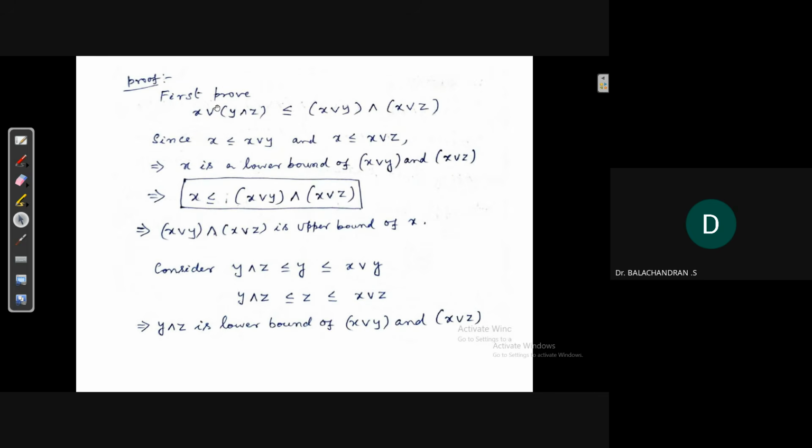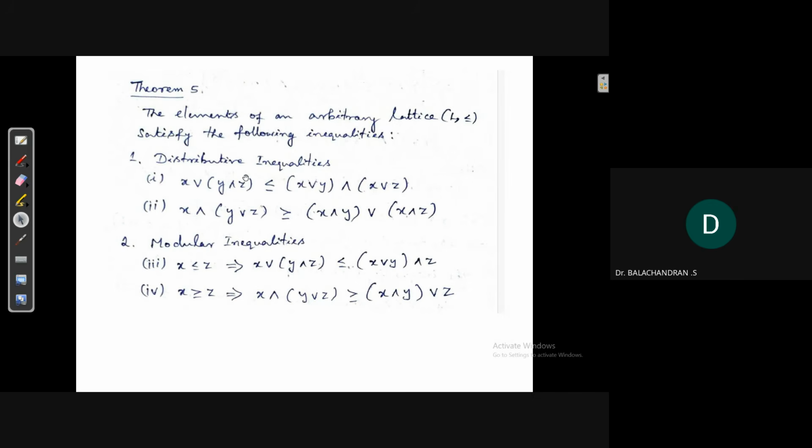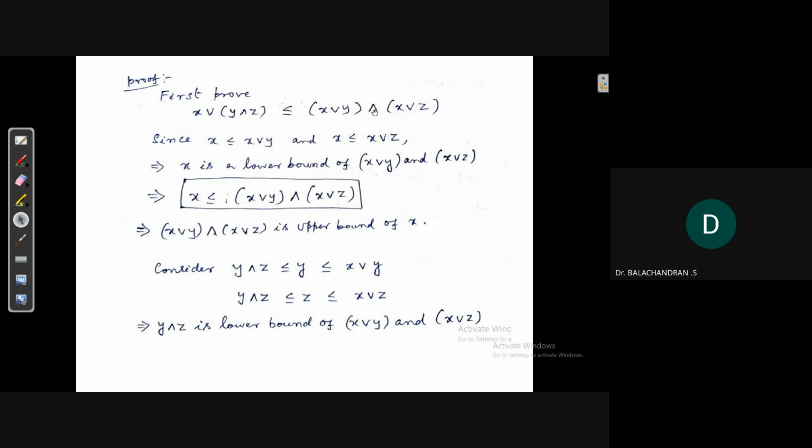So first we need to prove x ∨ (y ∧ z) less than or equal to what? (x ∨ y) ∧ (x ∨ z). Since x is less than or equal to x ∨ y, as I already told you, x ∨ y is the least upper bound of x and y, so it is an upper bound of x. It is an upper bound of y also, but I don't need that here. Similarly, x is less than or equal to x ∨ z, for the same reason.